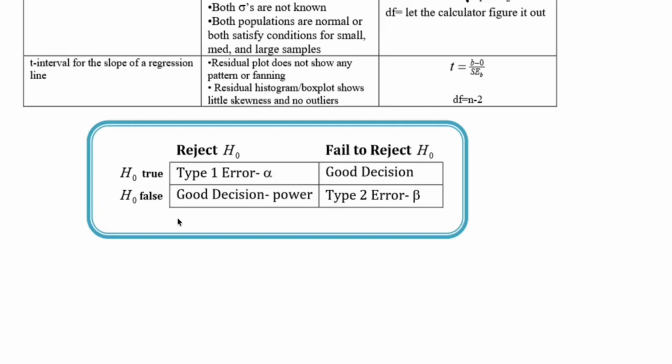Power just means we successfully reject the wrong null hypothesis. But if we fail to reject null hypothesis, knowing null hypothesis is false, then we made a type 2 error, which is beta. So yeah. And it's really hard to say which one is more harmful. It really depends on your question.